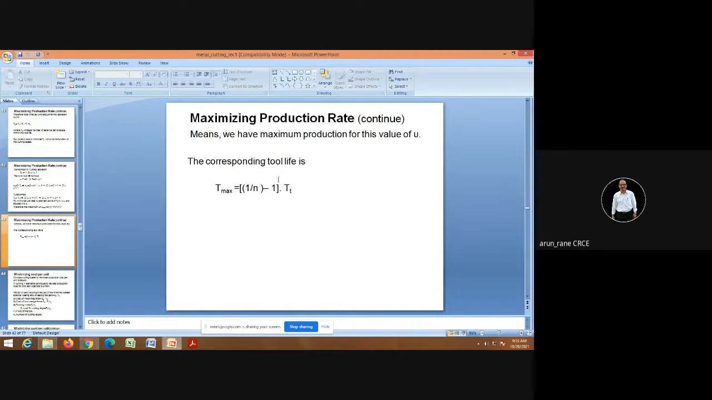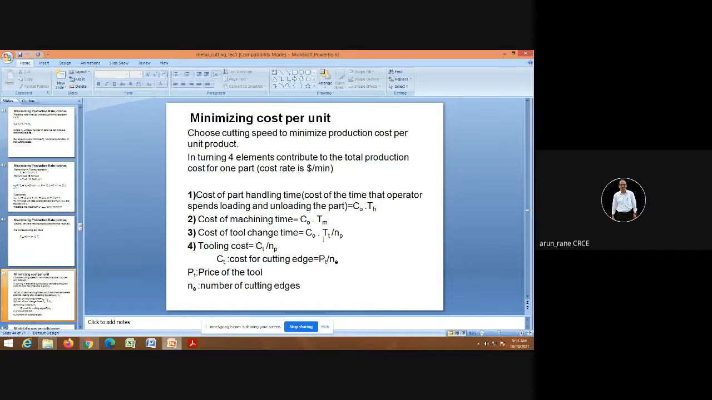So there is something called Taylor's tool life equation, that is V T raised to n is equal to C. Again, don't bother about that equation. That is a very famous equation in machining science, Taylor's equation. Without Taylor's equation, the machining science study is incomplete.